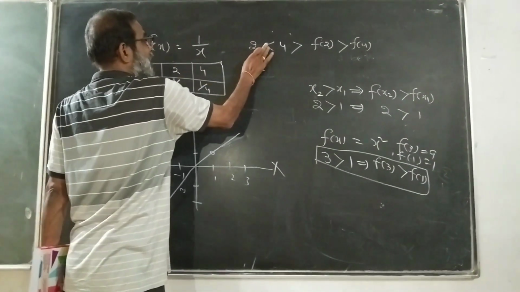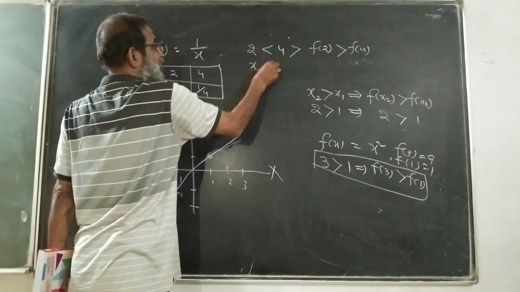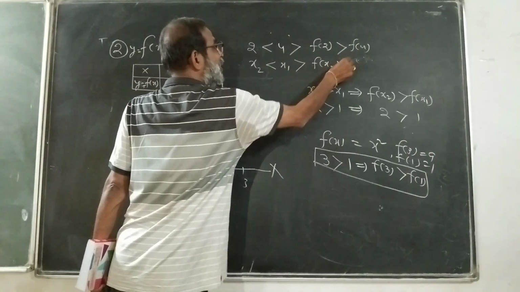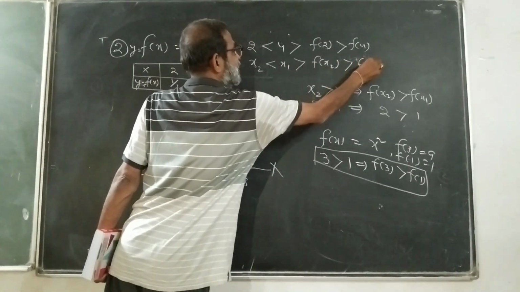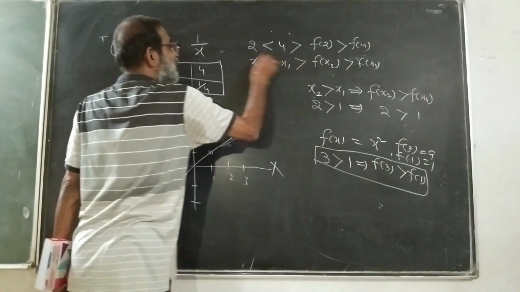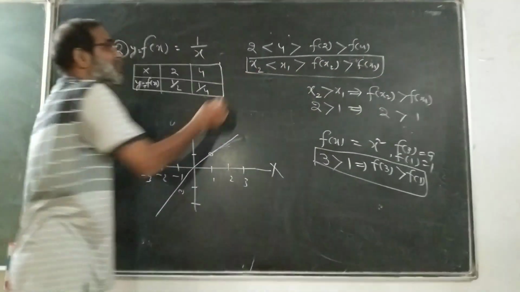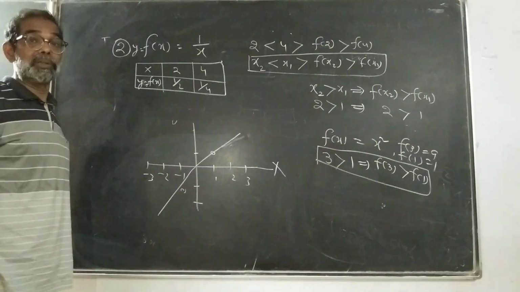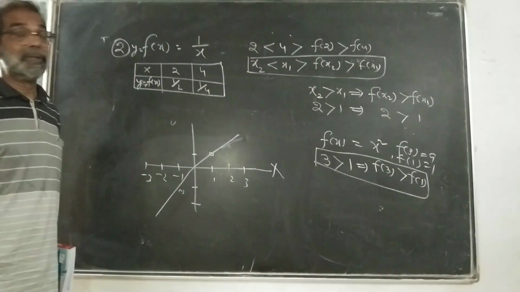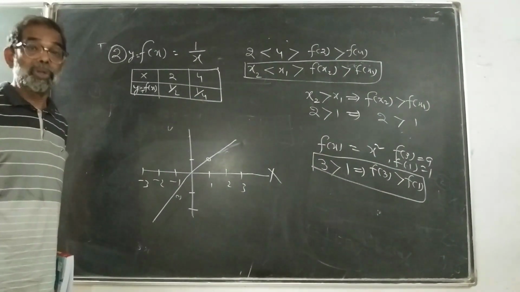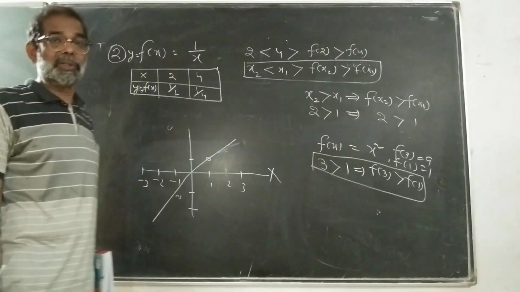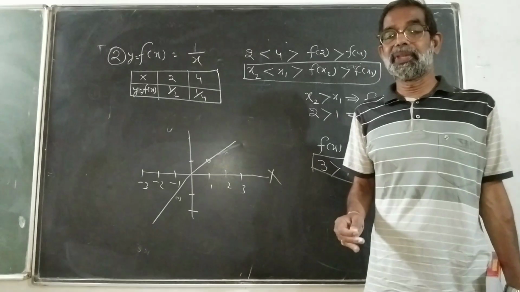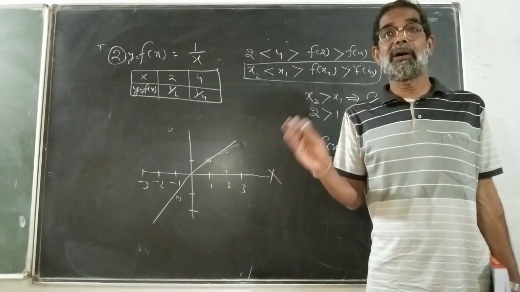Here x2 is less than x1 implies f of x2 greater than f of x1. That means you see the symbol change. Here we call the function decreasing. So how to check? There are so many types of function. This is one example. So we come to the conclusion that we have to follow a method so that we can easily know whether the function is increasing or decreasing.